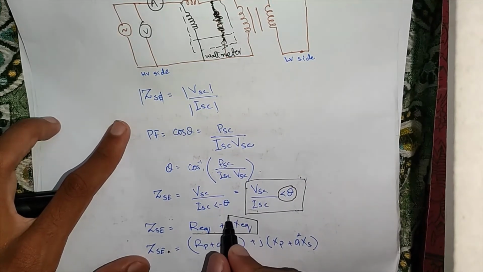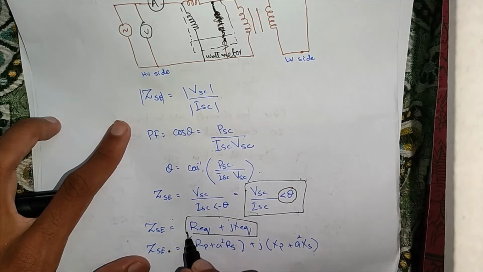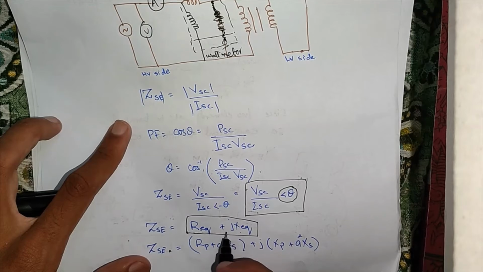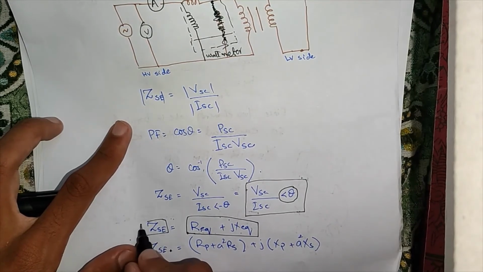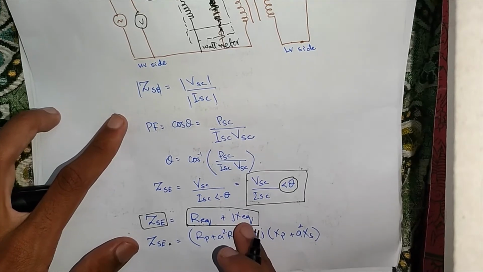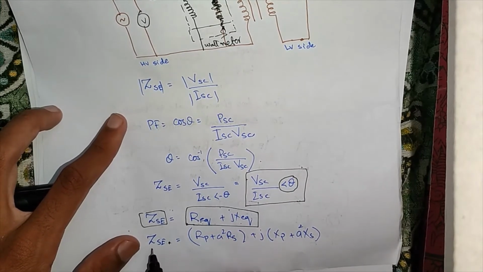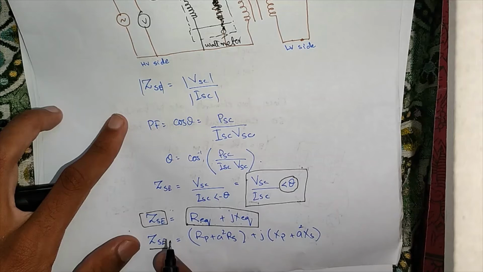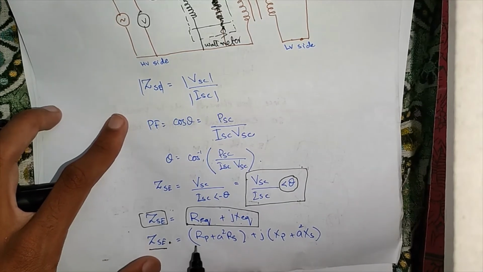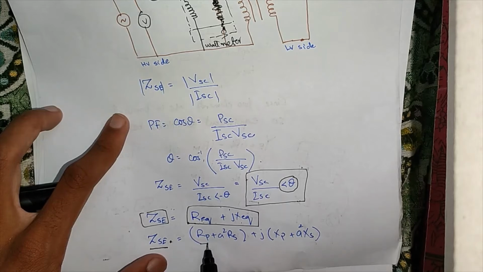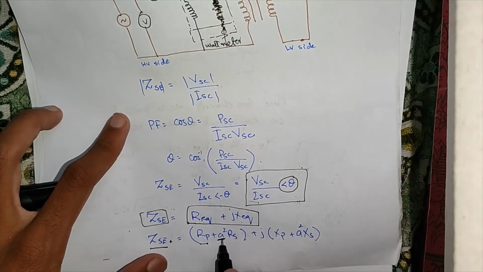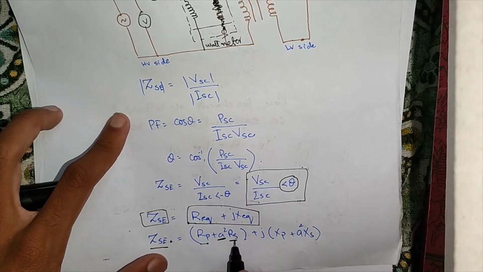Now as impedance is equivalent to the sum of resistance and reactance, I can write my impedance as R equivalent plus jX equivalent. Or referring to the secondary side, I can write my equivalent impedance as RP, the primary side resistance, plus a squared, which is turn ratio squared, into RS.